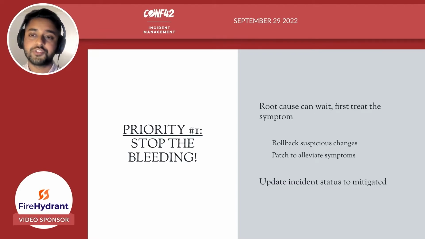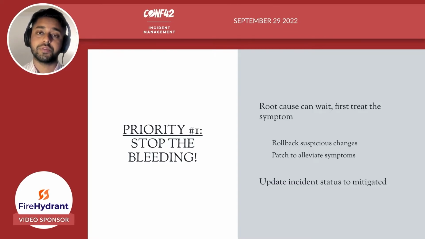The other option here is to just put up a quick patch to alleviate the symptom if we don't know the true root cause, or if it'll take longer to fix the underlying root cause. One example of this is if you have a data dependency and the system you're calling is suddenly returning corrupt data or empty data and your service is crashing, we could potentially just put up a quick patch to add a fallback path for that missing data, therefore treating the symptom, stopping the bleeding, and minimizing the impact to our downstream users.